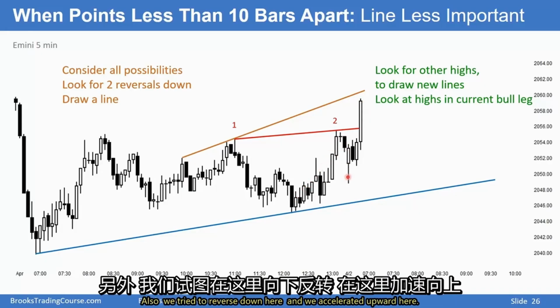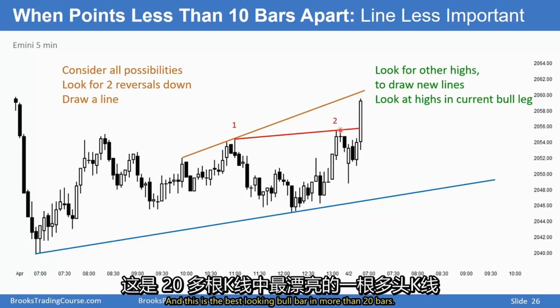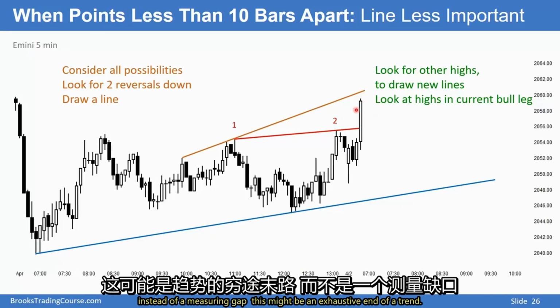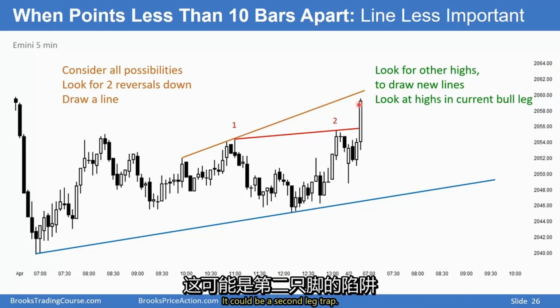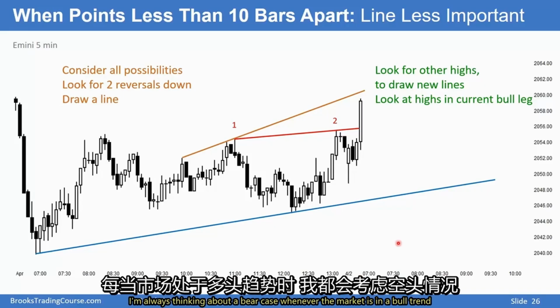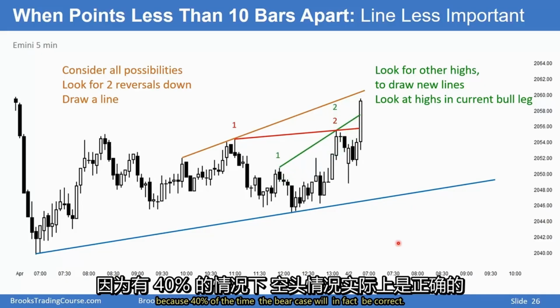Also, we tried to reverse down here, and we accelerated upward here. And this is the best looking bull bar in more than 20 bars. It's the best looking bull bar in 60 or 70 bars. Whenever you see that, you have to be thinking that instead of a measuring gap, this might be an exhaustive end of a trend. It could be a second leg trap. So this could be a wedge, bear flag, first leg, and then a second leg, and we reverse down. I'm always thinking about a bear case whenever the market is in a bull trend, because 40% of the time, the bear case will in fact be correct.